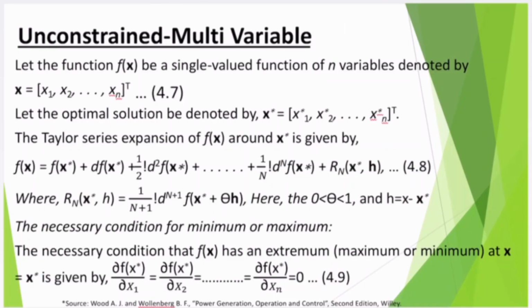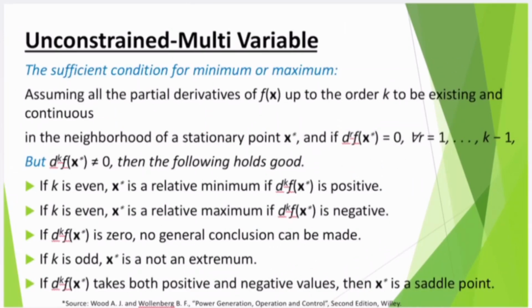Now we are focusing on unconstrained multivariable. Similar to unconstrained single variable, you can solve the problem for multivariable, where you take the partial derivatives, dou f of x upon dou x1, dou f of x upon dou x2, up to dou f of x upon dou xn, and make them equal to 0. It is a partial differentiation concept, and the sufficient condition for minimum or maximum is similar to what we have discussed.